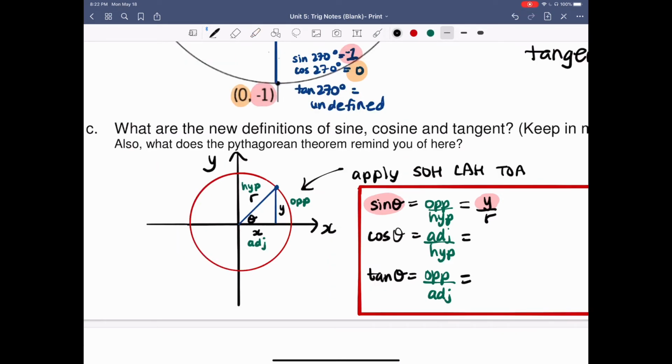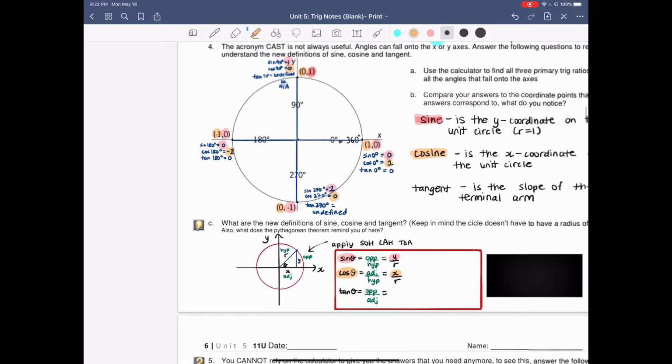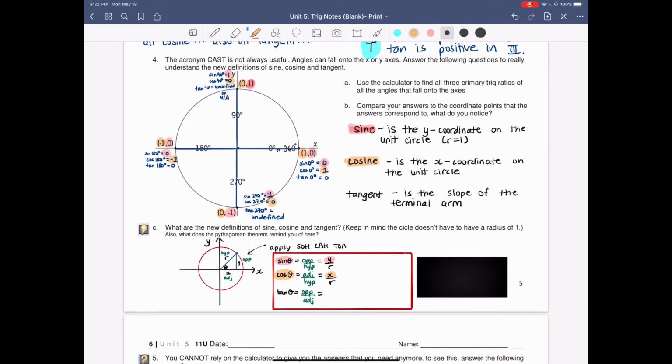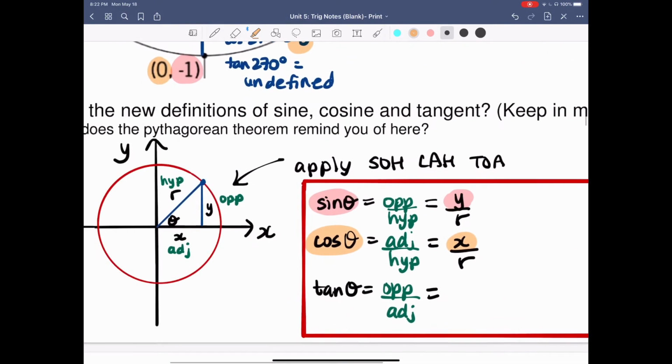With cos theta, it's adjacent over hypotenuse. Adjacent is x over radius. Cos theta is equal to x, and cos theta would equal x exactly if radius is equal to 1. Back to that unit circle, right? Cosine is the x coordinate on the unit circle. But as soon as your radius value is something else, then we're just going to use cos theta is equal to x over r.